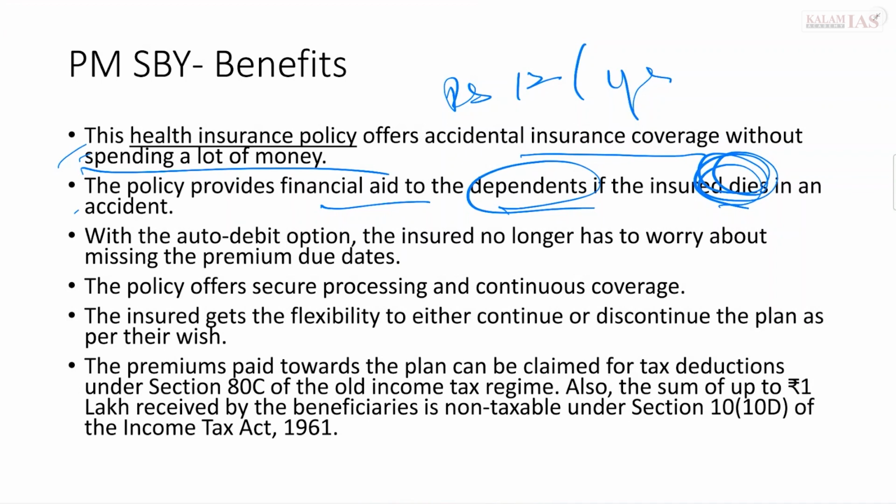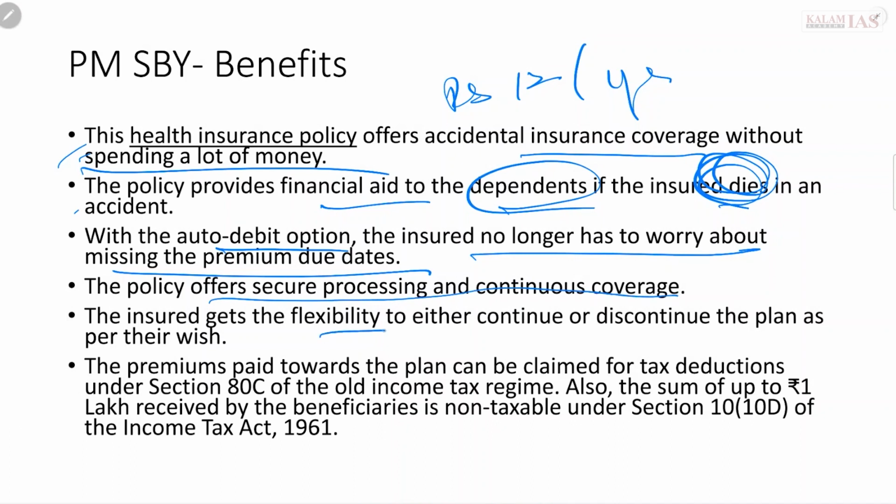Then with the auto debit option, the insured no longer has to worry about missing premium dates. अब हर साल आपसे 12 रुपये, if anyone deducts 12 rupees, you might not care for very long. But in case a mishappening occurs, you don't want to be the person who does not have accident insurance. So therefore, the auto debit option is a very good option so that people don't miss the deadlines for premium payment. The policy offers secure processing and continuous coverage.